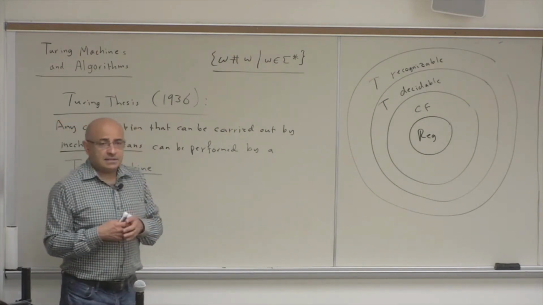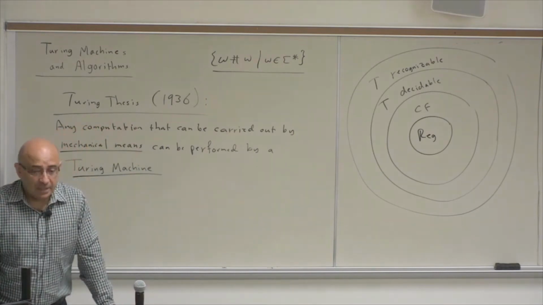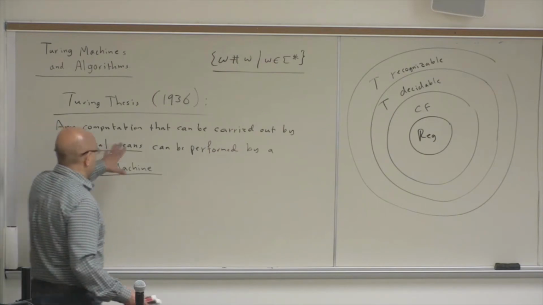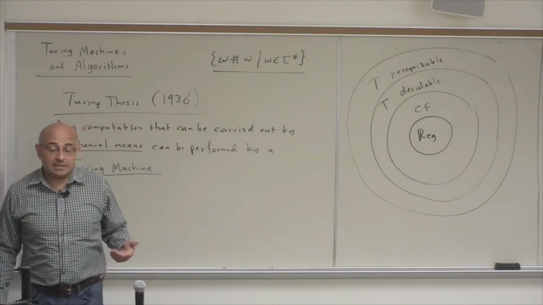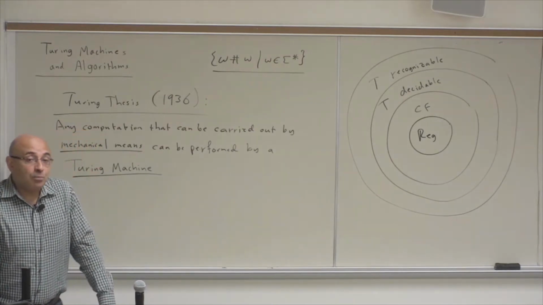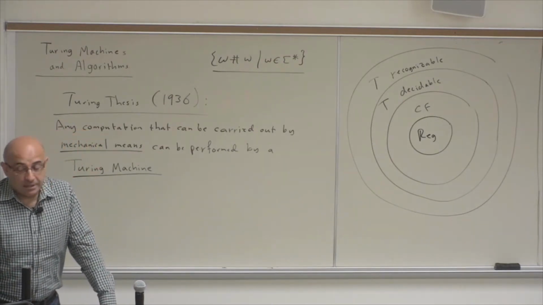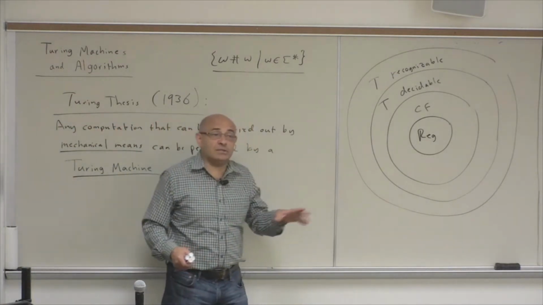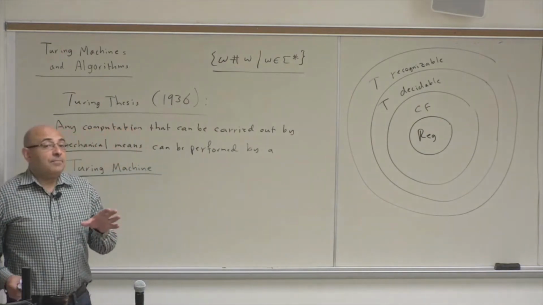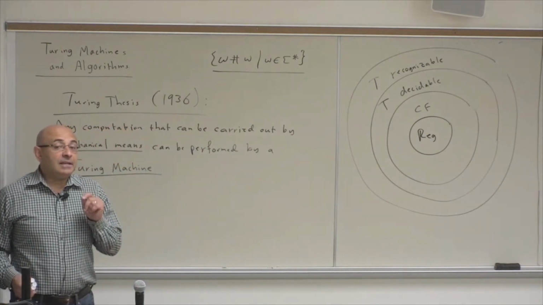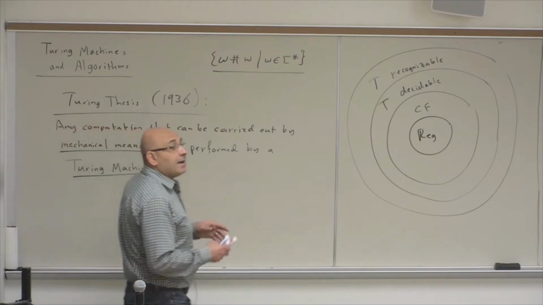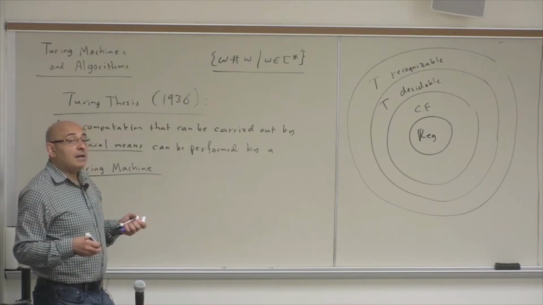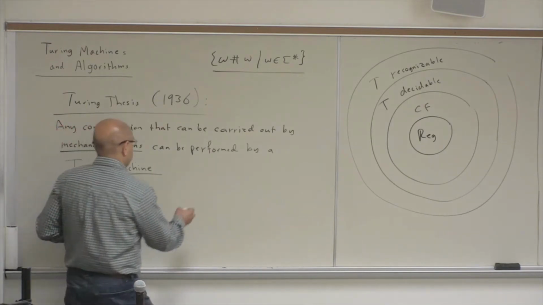Now, all the evidence that we have supports this thesis. Nobody has come up with anything that a computer can do but a Turing machine cannot. Anything that you can do with a computer, the Turing machine can do it in a primitive or an inefficient way. So we don't care about efficiency here. At this point, we are studying decidability or computability.